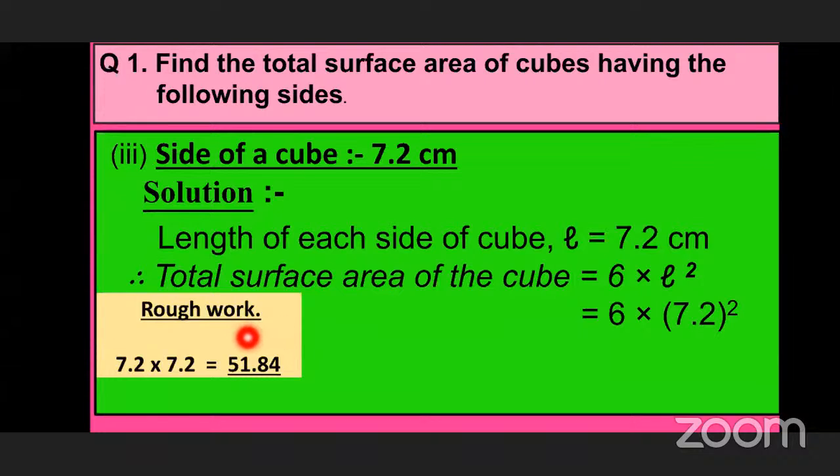Okay. So 51.84. As the decimal point is after one digit here, and one digit here also, we will write the decimal point after two digits. After getting the answer, we will write the decimal point after two digits. And always remember, children, when we are putting the decimal point, we have to put it from the right hand side, not from the left hand side.